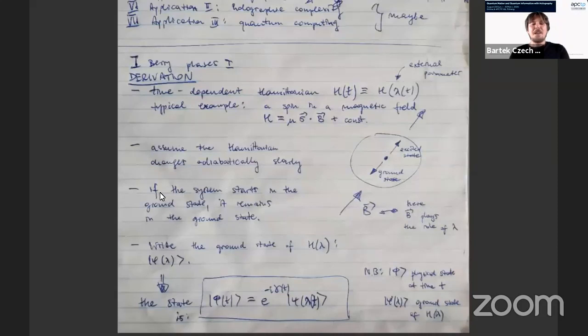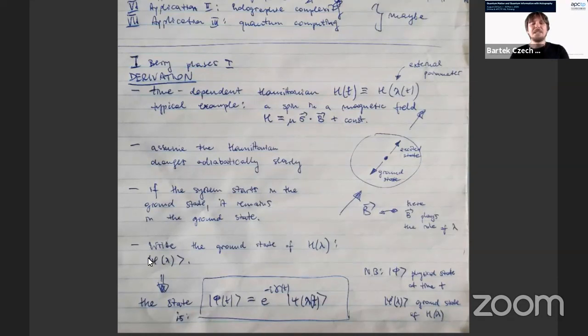In particular, if the system started in the ground state, if it initially points in this direction, then it will remain there in the ground state if we are changing the Hamiltonian, if we're changing this B field, arbitrarily slowly. So we can write the ground state of h of lambda using some notation, psi of lambda. This is going to be our ground state.